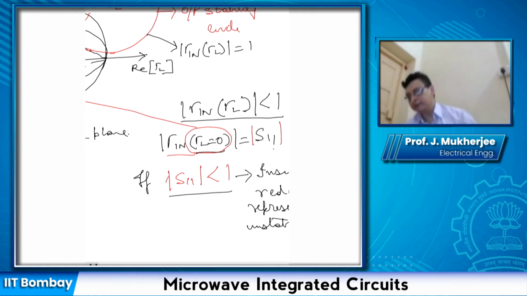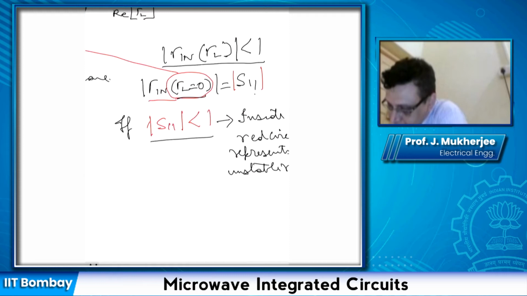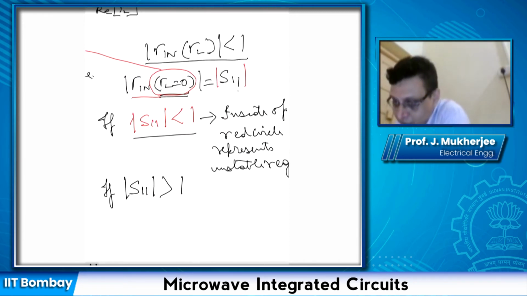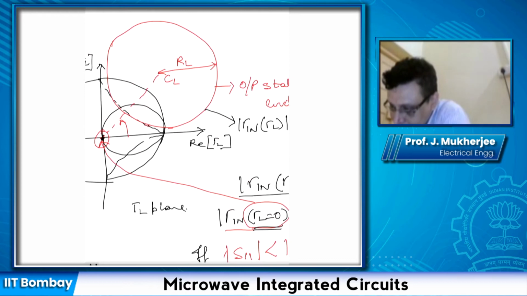Similarly, if suppose the S11 magnitude is greater than 1, then it means at gamma L equal to 0, my modulus of gamma in is greater than 1, which means the origin is in the unstable region. And therefore, if the origin is in the unstable region, then every point outside this red circle must be in the unstable region. Therefore, the inside of this red circle must be the stable region.